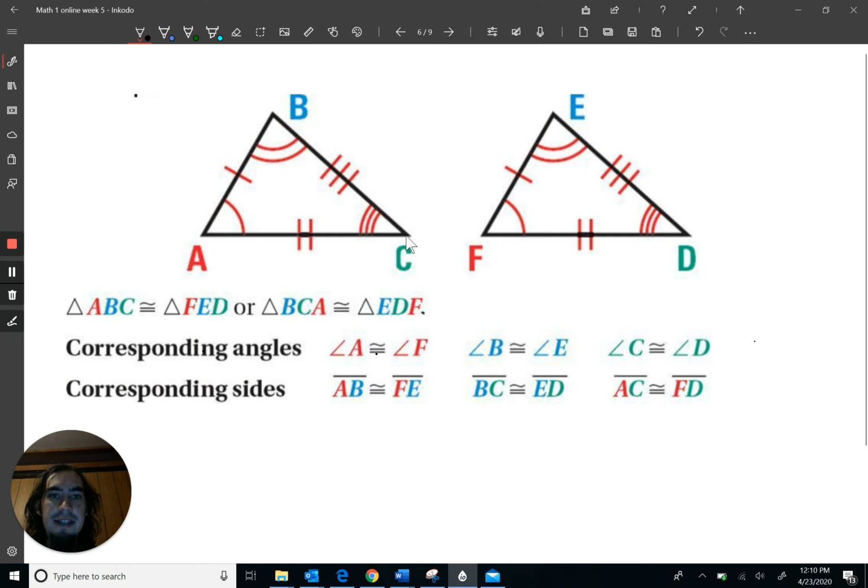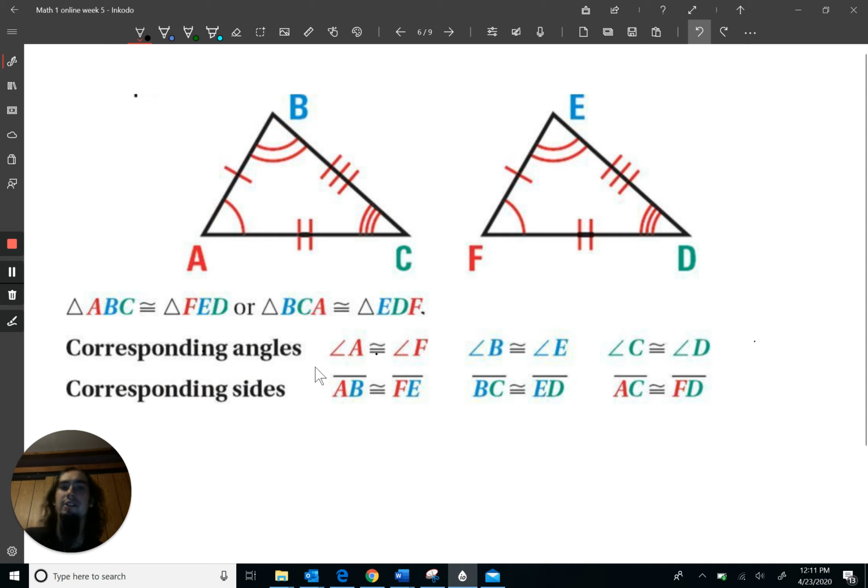BCA, EDF. I made a big point about the order of the letters in class. The order matters. If you put A first letter, you have to put whatever A goes with first. So since A is first, F has to be first. And since C is last, D has to be last, since C goes with D. So you can switch the order up here, but you have to also switch the order up here to match. So now B and E are together, and C and D are together still, and A and F are together still. So all of those still have to match.